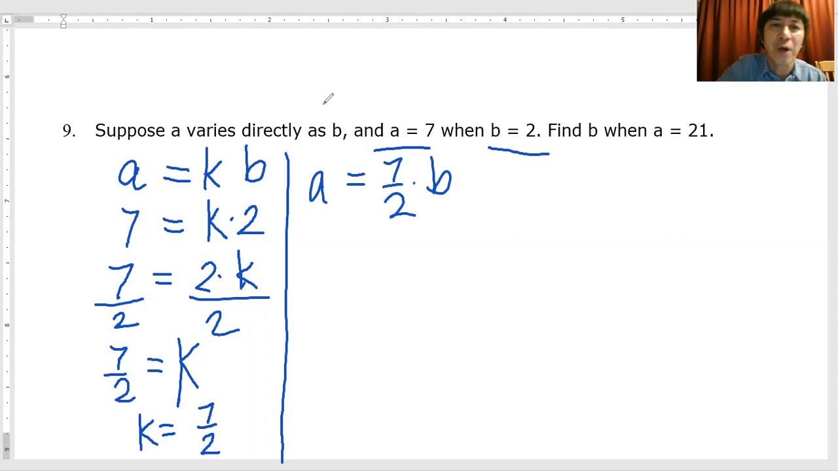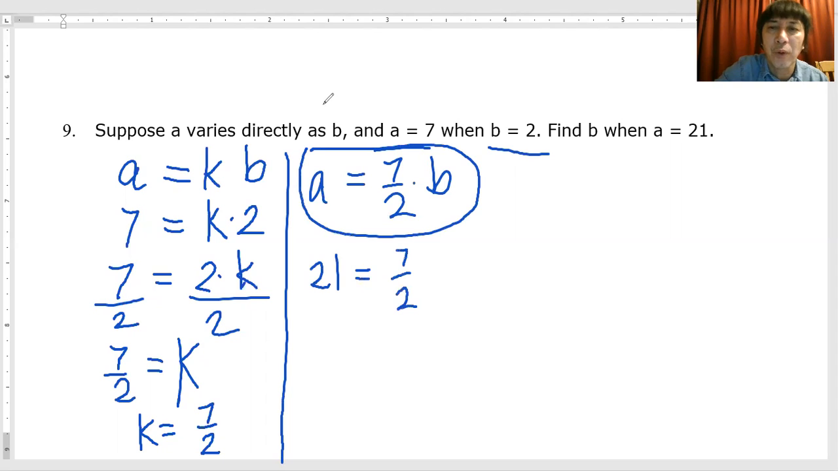So we can now use our working equation. a is 21 equals 7 over 2 b. We're looking for b here. Find b. We have 21 on the other side, equals 7 over 2 b. We know that 21 has 7 as one of its factors. 7 times 3 is 21.